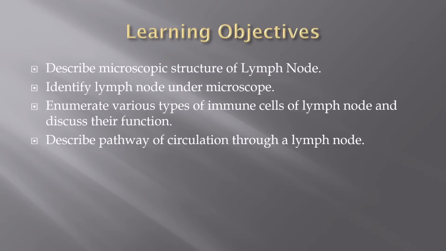Learning objectives. The learning objectives are: describe the microscopic structure of the lymph node, identify the lymph node under the microscope, enumerate various types of immune cells of the lymph node and discuss their function, and describe the pathway of circulation through a lymph node.